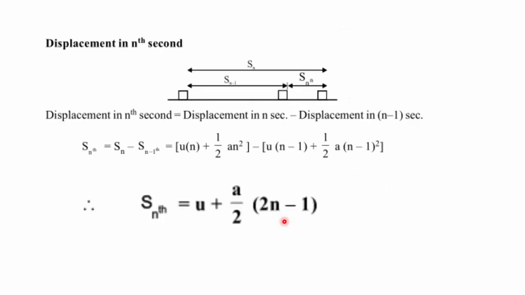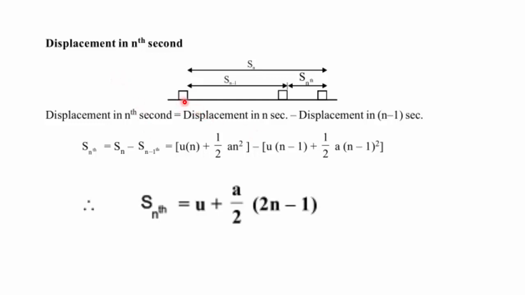So primarily we have three equations: v equal to u plus at, s equal to ut plus half at square, and v square minus u square equal to 2as. Now from the second equation, s equal to ut plus half at square, we can calculate the displacement of a particle in the nth second.